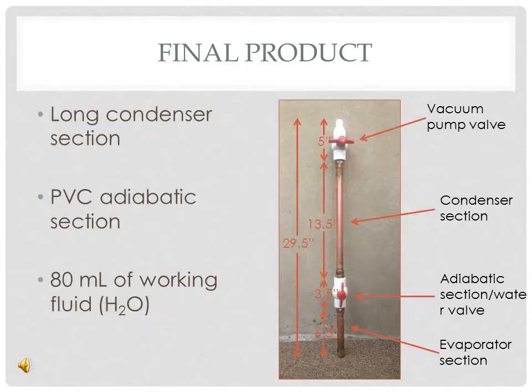Our heat pipe is 29.5 inches tall with a long condenser section to optimize the heat transfer to the surroundings. We added a PVC adiabatic section to reduce the conductive heat transfer from the evaporator to the condenser. We chose our working fluid to be distilled water due to its safety and large specific heat.